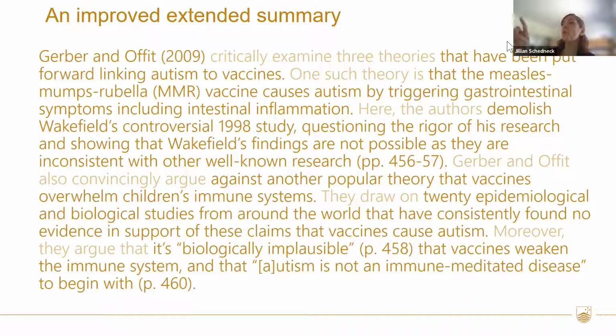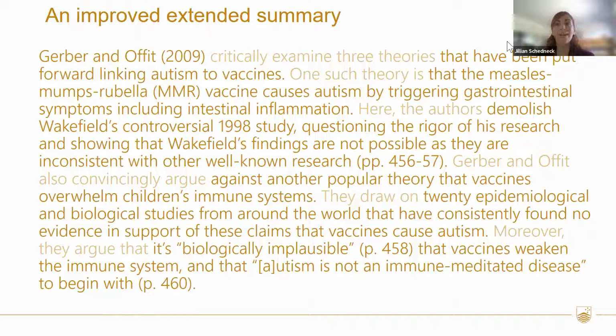Gerber and Offit also convincingly argue. So there we understand through that adverb, convincingly argue, that the author definitely finds this to be positive research that they are choosing to highlight in this extended summary. Against another popular theory that vaccines overwhelm children's immune systems, they draw on. We know with "they draw on" they mean Gerber and Offit. 20 epidemiological and biological studies from around the world that have found no evidence in support of these claims. Moreover, they argue that, and then we have a quote here.